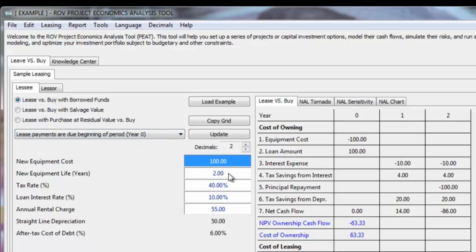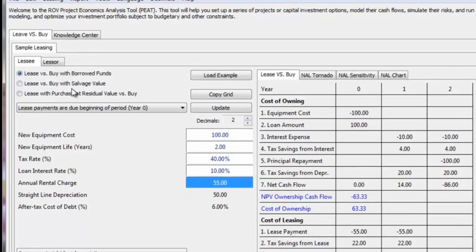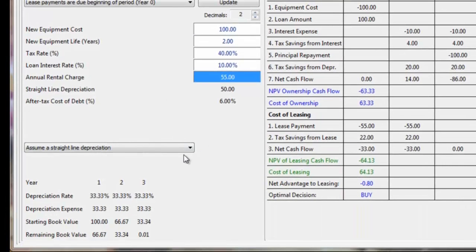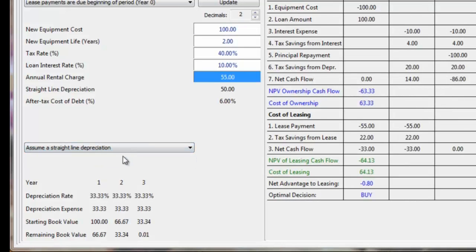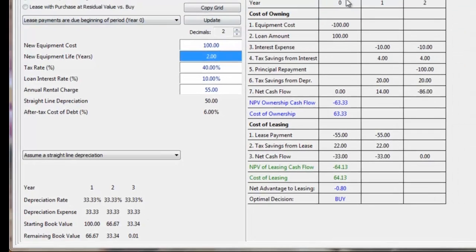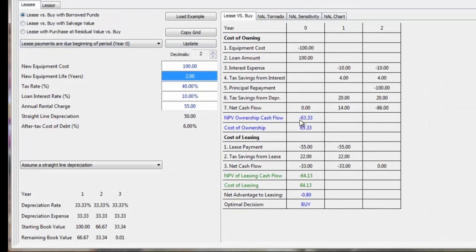So the cost of the new equipment, the life of the equipment, and any tax rate, where the tax rate is used for tax shield computations, loan interest rates if it's borrowed funds, and any type of annual rental charge, rental as in for the lease. And when you're done with it, you can decide if you want to use a depreciation schedule, your own schedule, or use straight line depreciation, which is a flat depreciation. In this case, the equipment life is 2 years with depreciation for 3 years, and the reason is you start paying at time 0, year 0. So we start the computation at year 0.